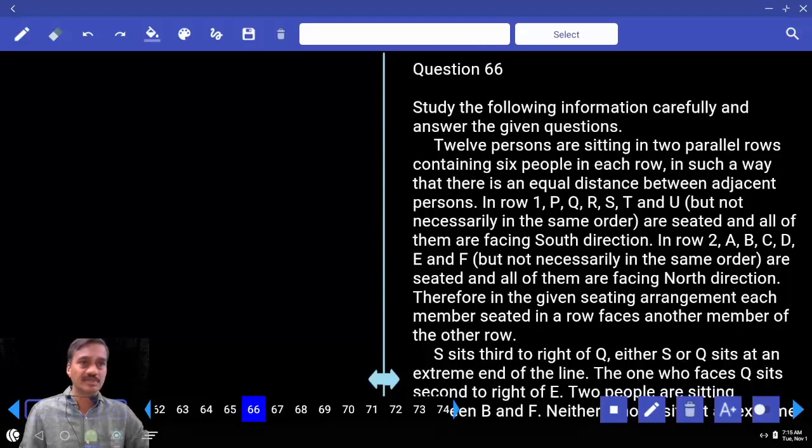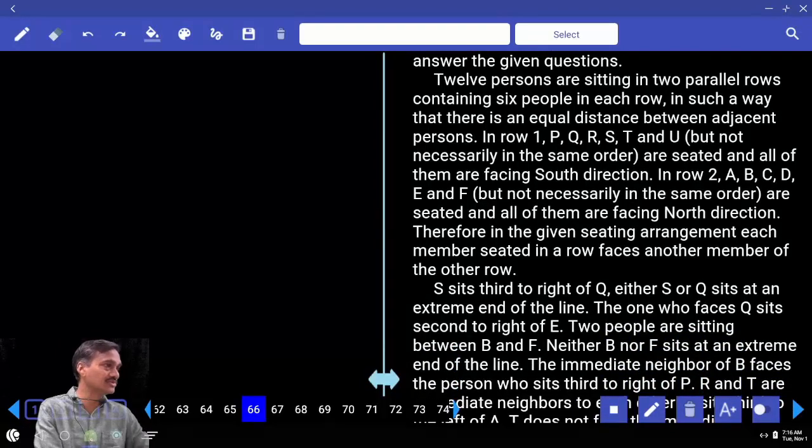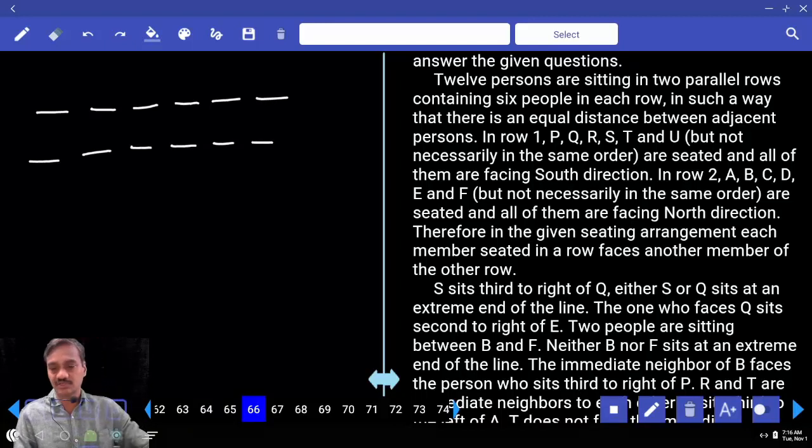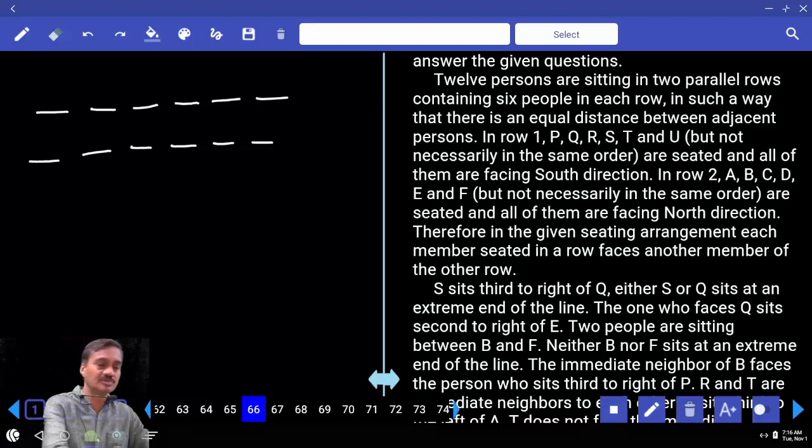12 persons seated in 2 parallel rows, and there is no other parameter added to this one. So we have to draw it first, with the second priority and first priority itself. 1, 2, 3, 4, 5, 6: 6 persons in row 1 and another 6 persons in the other row. Now P, Q, R, S, T and U are all facing towards south.